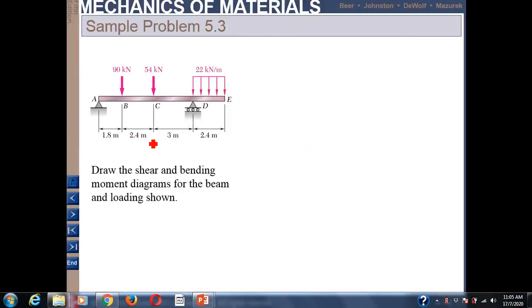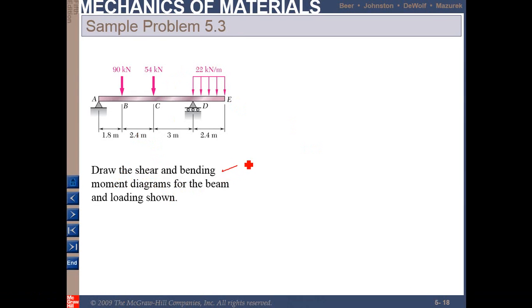Okay, example sample problem 5.3. So this is the question. Draw the shear and bending moment diagram for the beam and loading shown. So the question asks you to draw the shear force diagram and also the bending moment diagram.